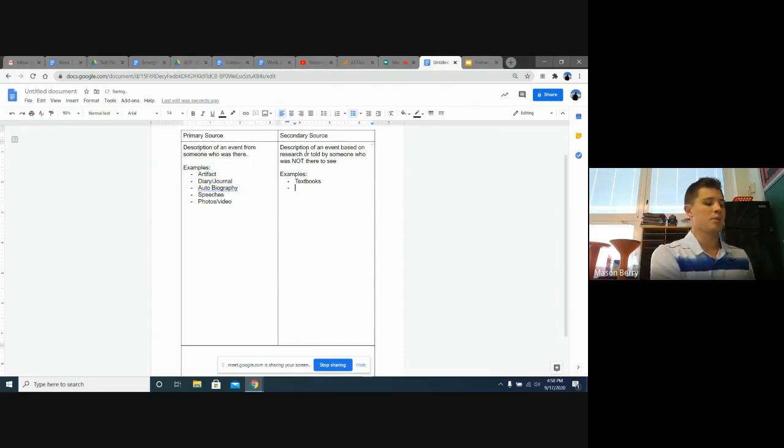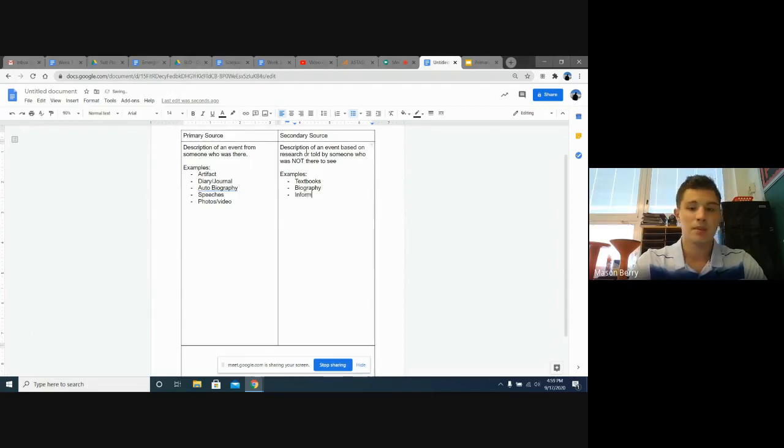The next example of a secondary source is a biography. Biographies are similar to autobiographies. The difference is it is the story of a person's life told by another person. So because the person writing the biography was not actually there to experience that person's life, it is a secondary source. They had to do research or talk to the person to figure out different parts of their life.